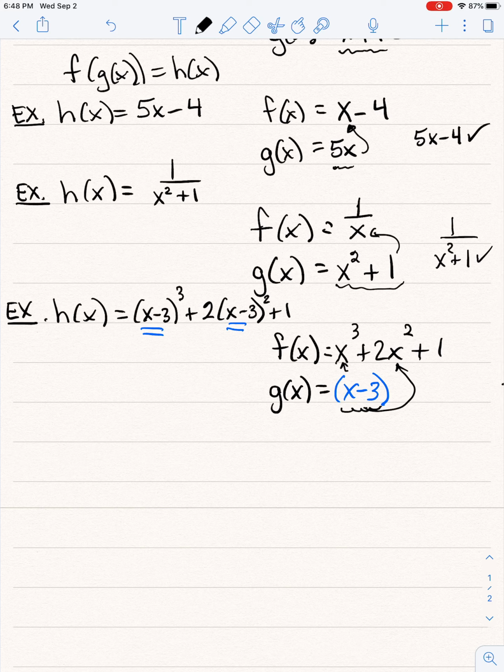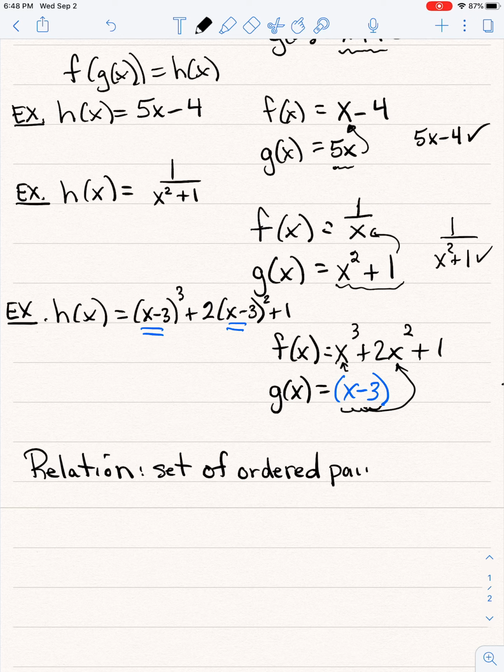All right, so there's some examples for you with decompositions. Last thought here, before I leave you with section 1.4, we have the word relation. Okay, and we know that a relation is a set of ordered pairs. Whenever we have a relation, it's a set of ordered pairs.